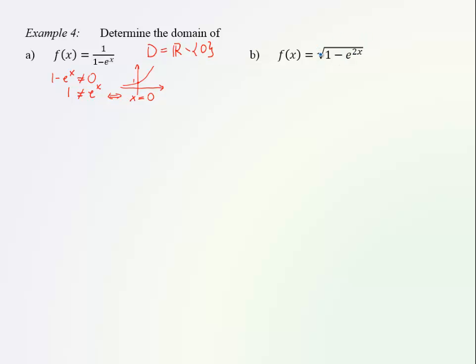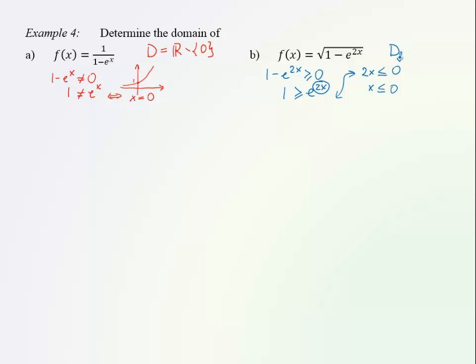Second example, here we have a root, so we have to protect the radicand. Therefore, the condition to check is when 1 minus e to the 2x is bigger equal 0. Well, bring the e to the other side, and that happens when e to something is smaller equal 1, but e to the 2x is smaller equal 1 when the input, which in this case is 2x, is smaller equal 0. So this is equivalent to say that 2x must be smaller equal 0, which means that x is smaller equal 0. And we're ready to claim the domain.